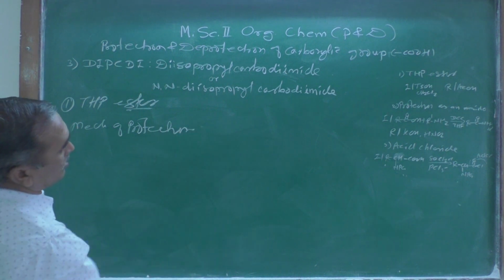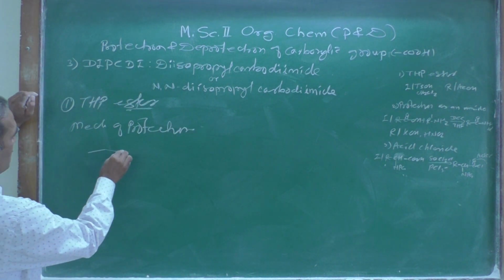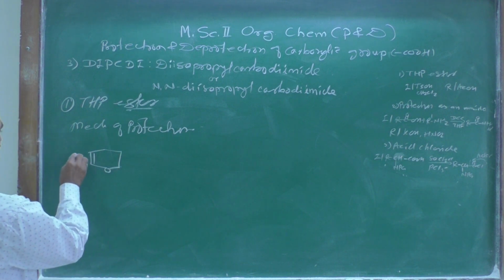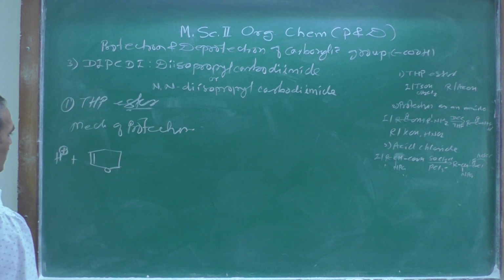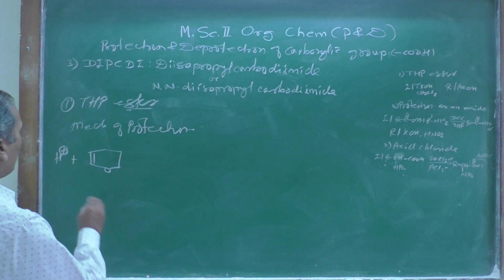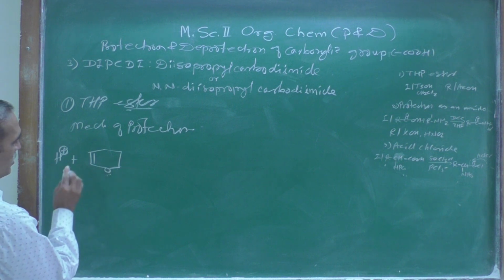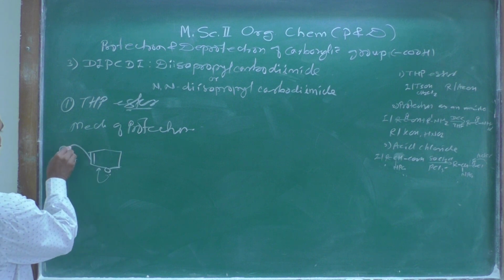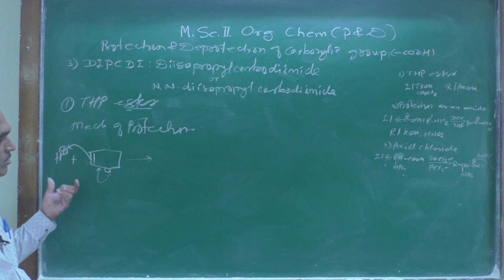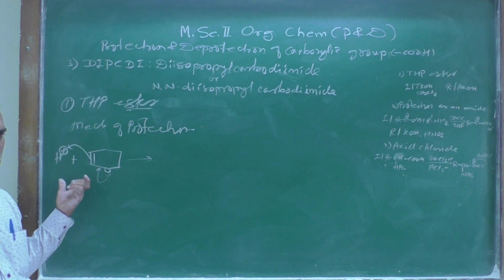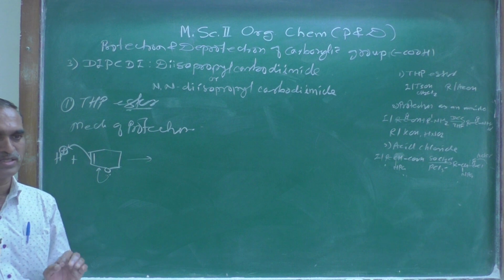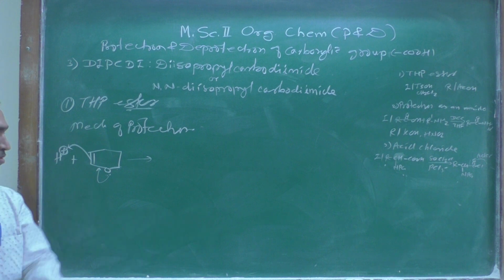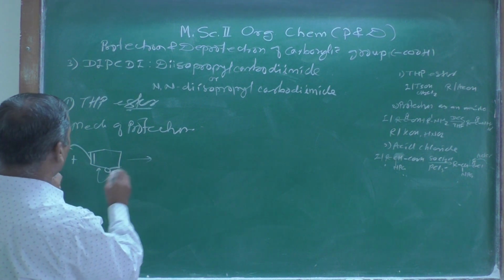The mechanism of protection with THP, and as we know, this is the first one, THP. There we are using an acidic condition, meaning what? Hydrogen atom, H plus, right? Now the lone pair present on the oxygen atom forms a double bond here, and this double bond attacks that proton. Look at the mechanism. If you understand the mechanism, you can know organic chemistry very well. As we know, mechanism is the language of organic chemistry.